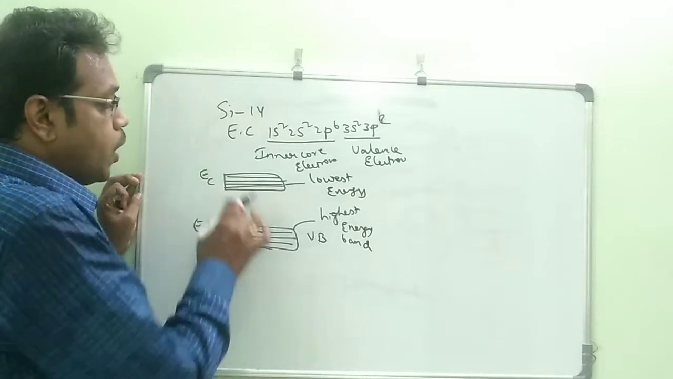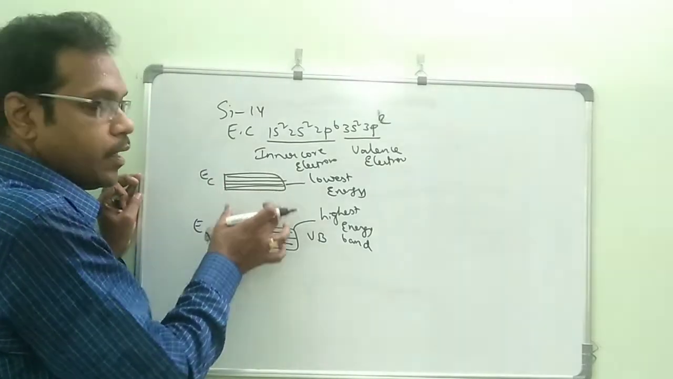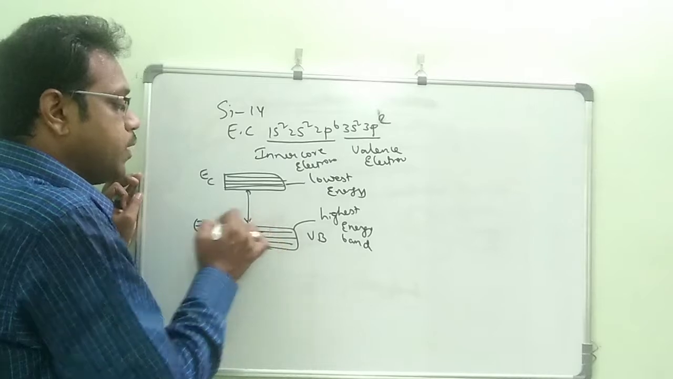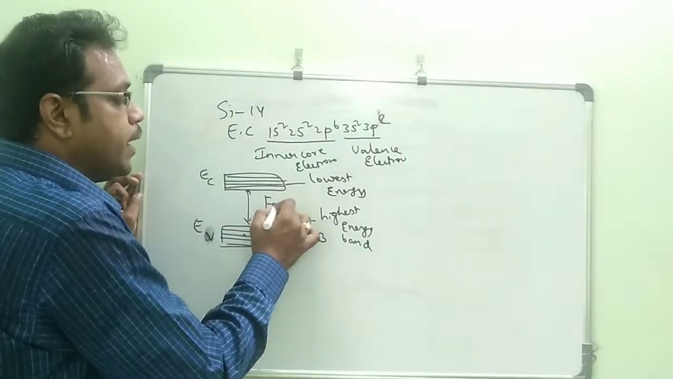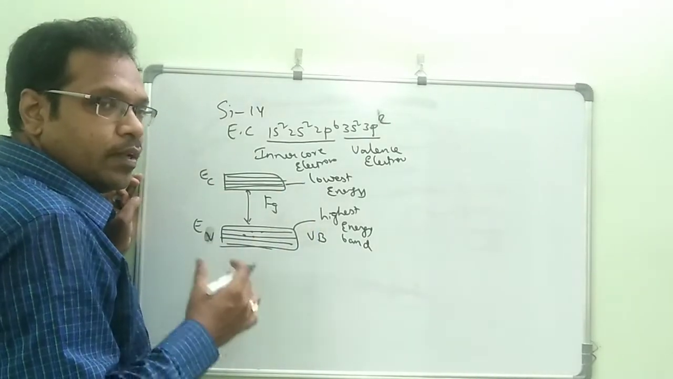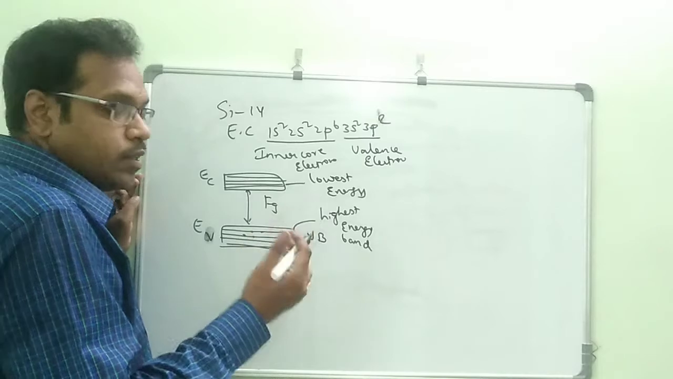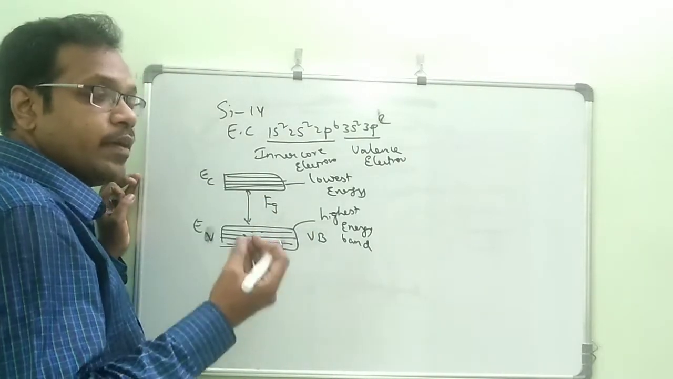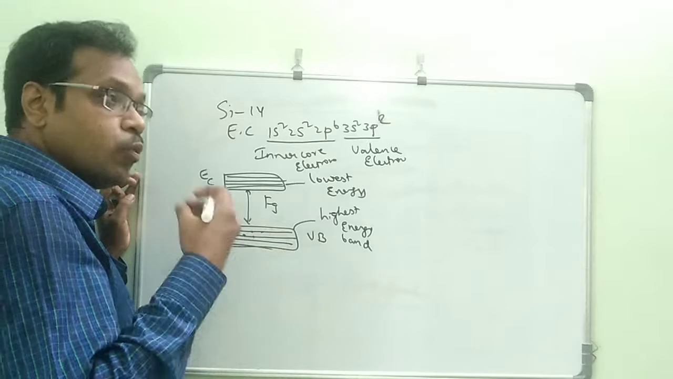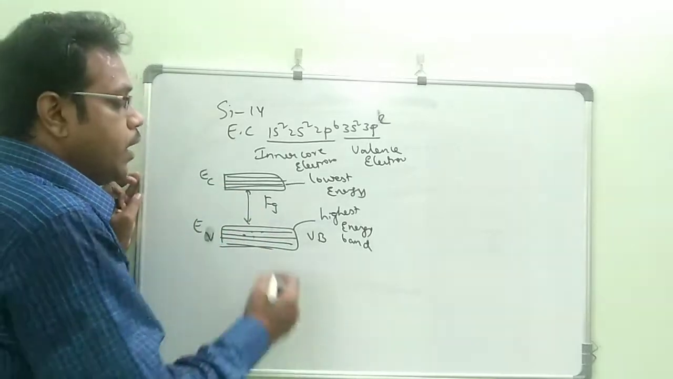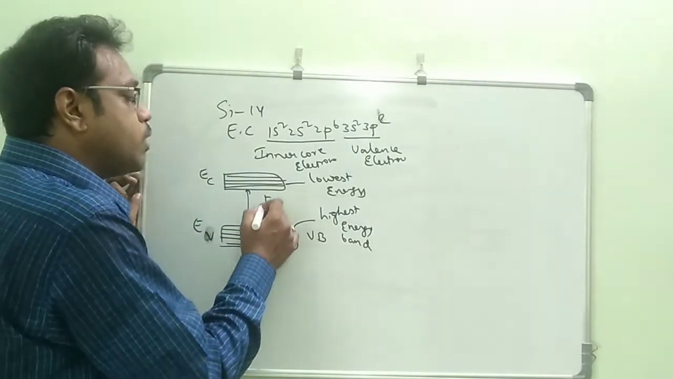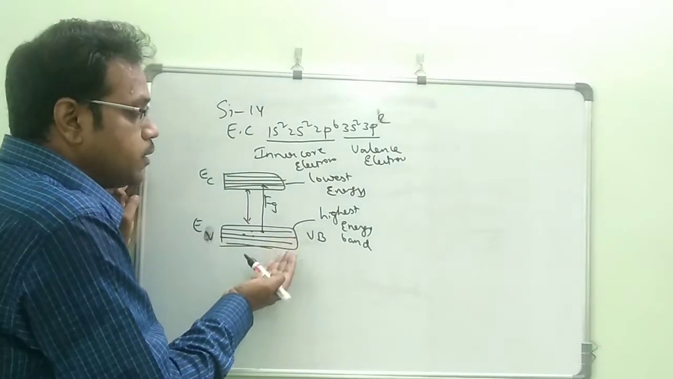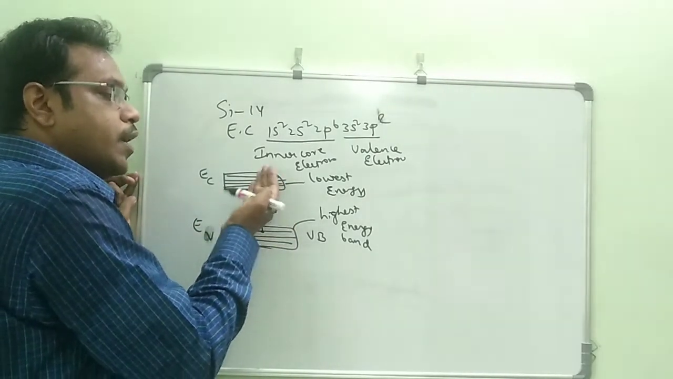EV. Now the difference between the energy of the conduction band and the energy of the valence band is called the forbidden energy gap. That means if it may be thermal, temperature, or external light, otherwise voltage, if you give energy to the electrons, they'll go from the valence band and jump towards the conduction band.